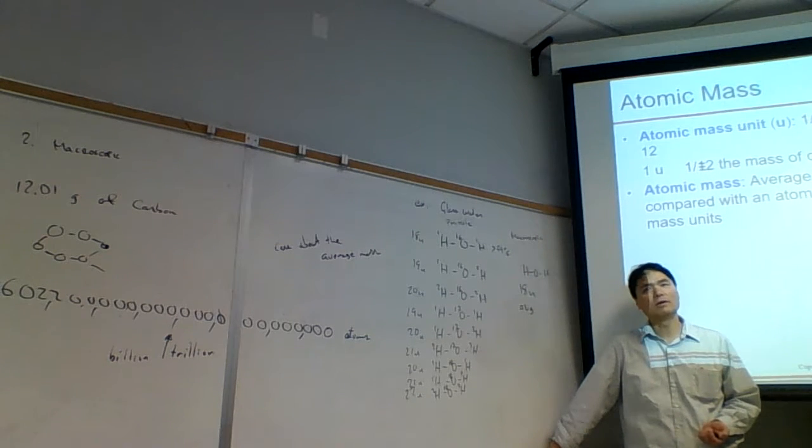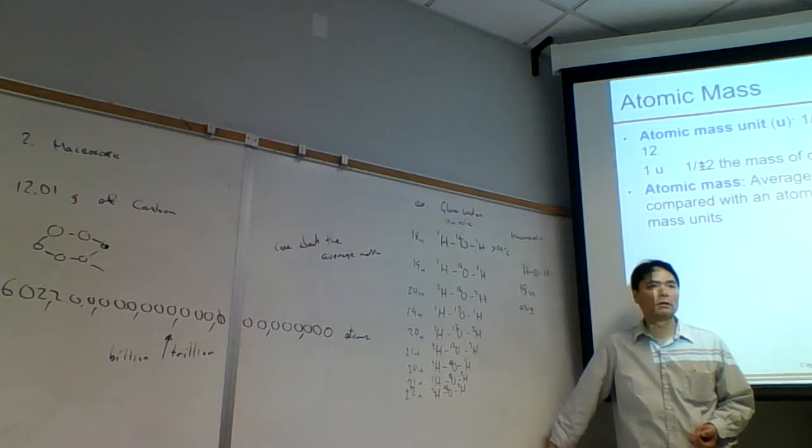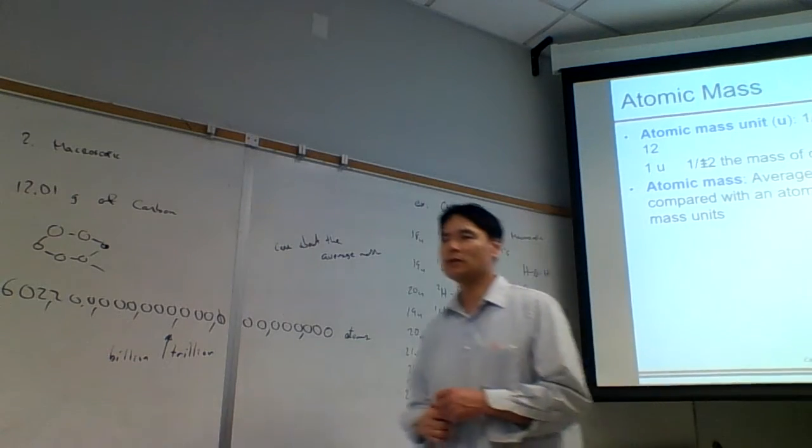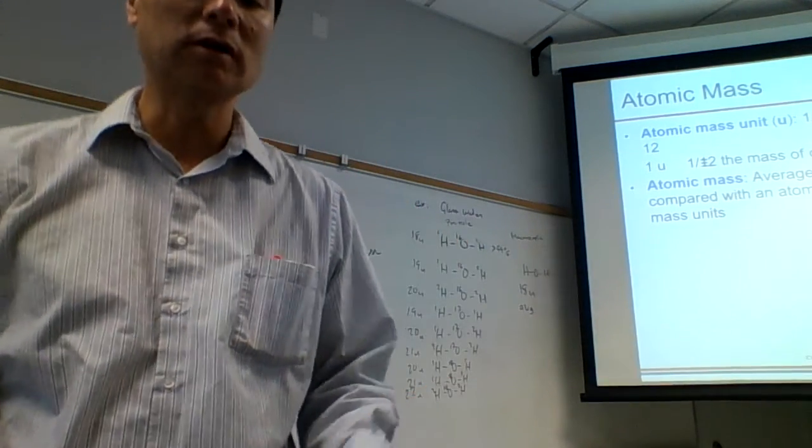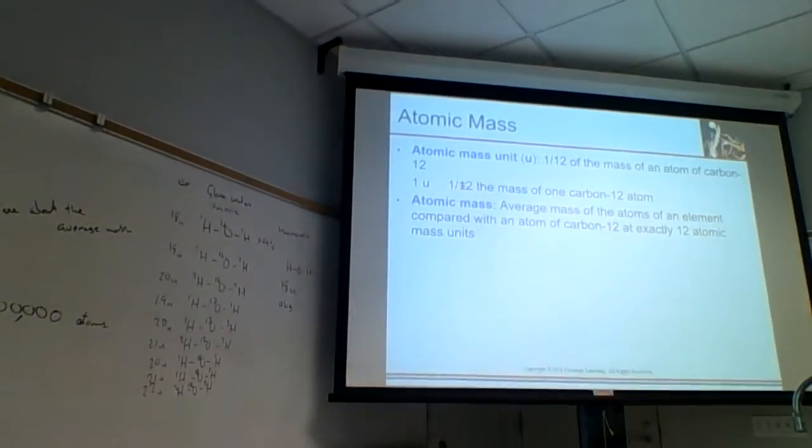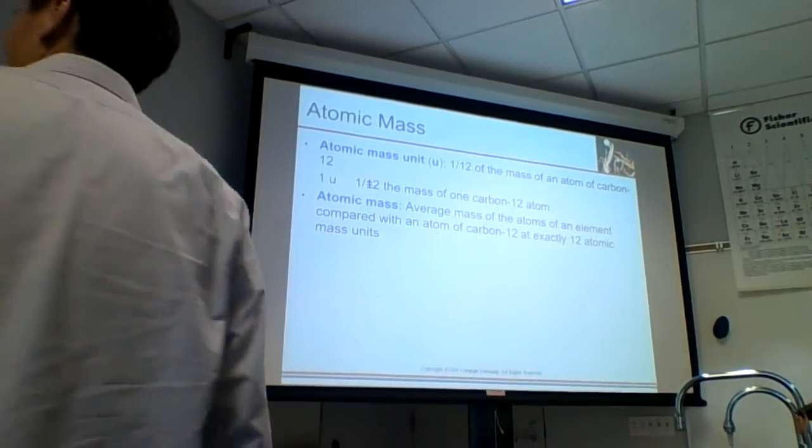And so this is what we call a weighted average. It's weighted based on population. Population of those are the greatest, so therefore they're going to dominate. And so the same thing goes with atoms.